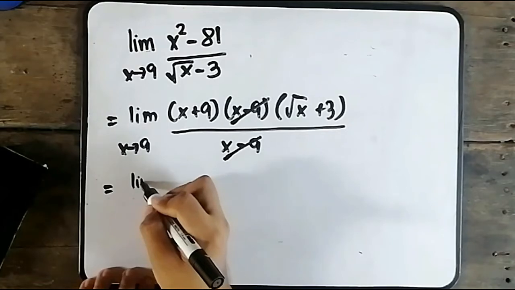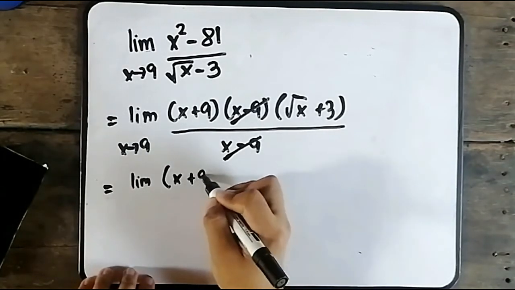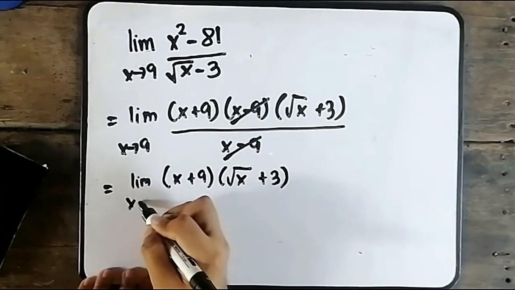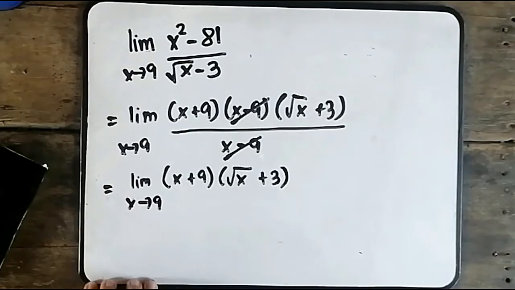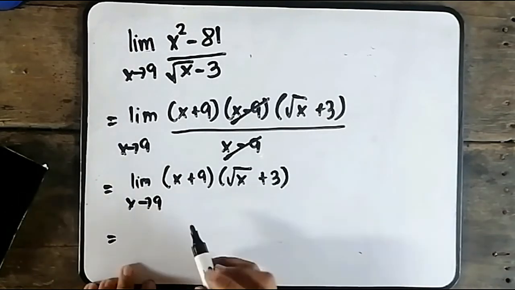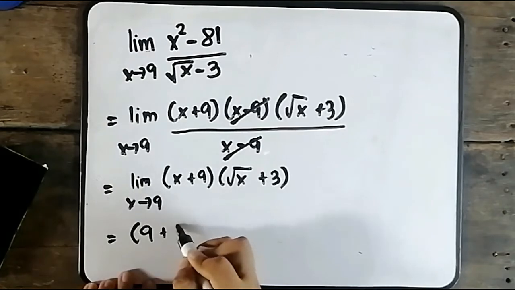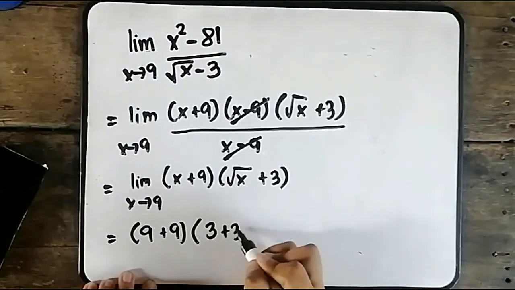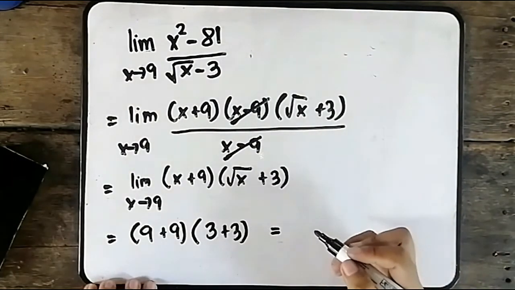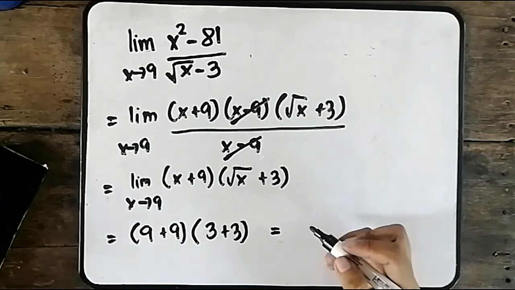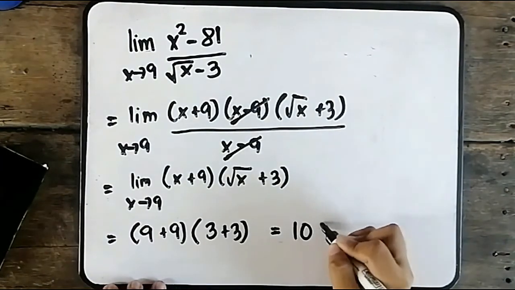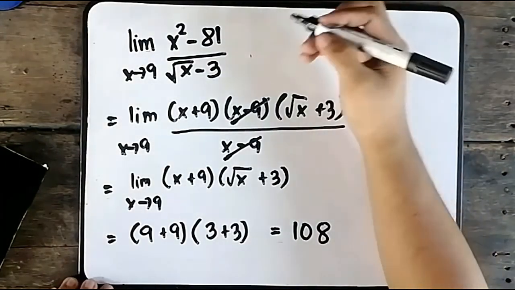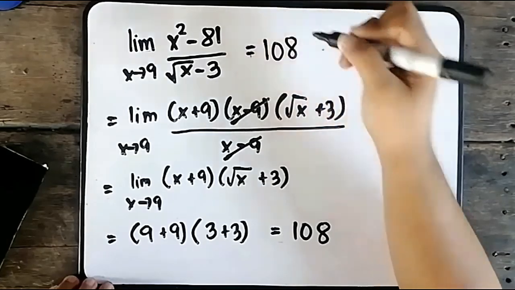Therefore, we now have the limit of x plus 9 times square root of x plus 3 as x approaches 9. So by direct substitution, we now have 9 plus 9 times square root of 9 is 3 plus 3. Therefore, we have 108. So the limit of this function now as x approaches 9 is equal to 108.